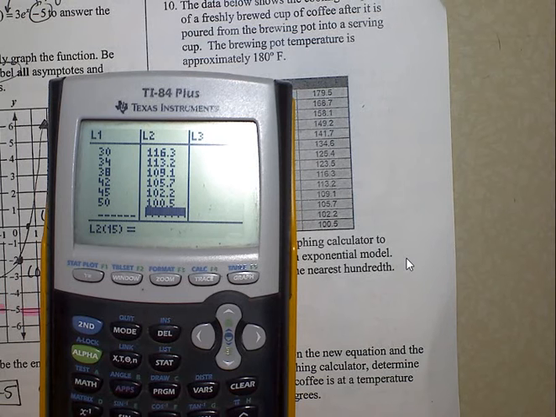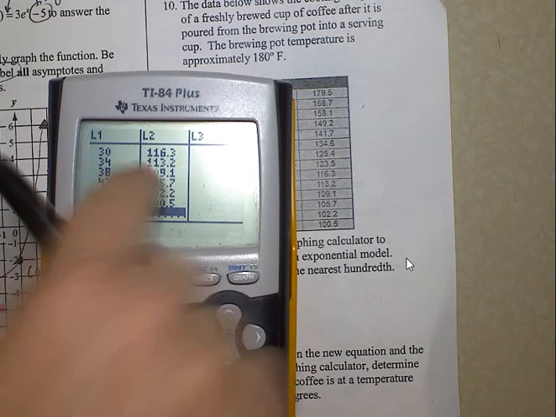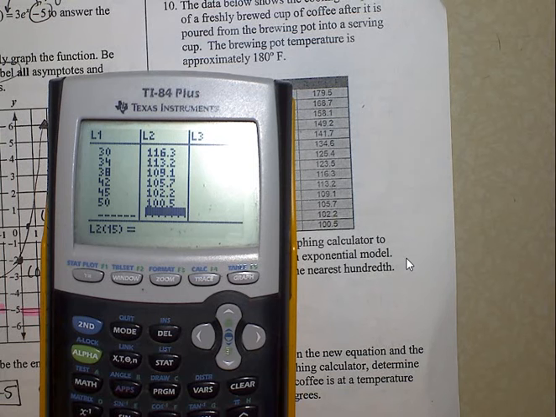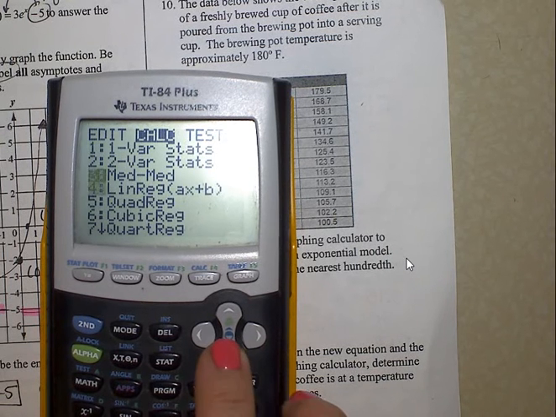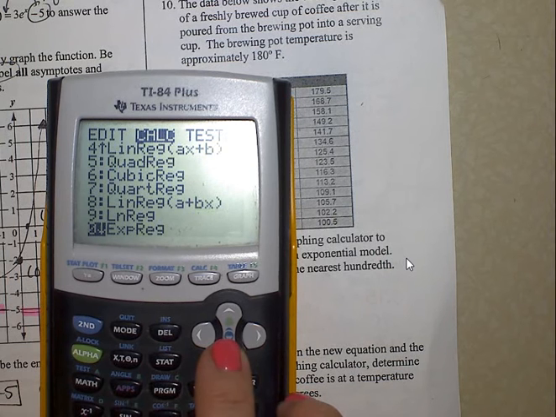So part A says, can you write an equation of the exponential model we have, and we're going to round the answers to the nearest hundredth. So hit stat, go to calculate, and go down to exponential regression, and press enter twice. Some of you may need to press enter a few more times.